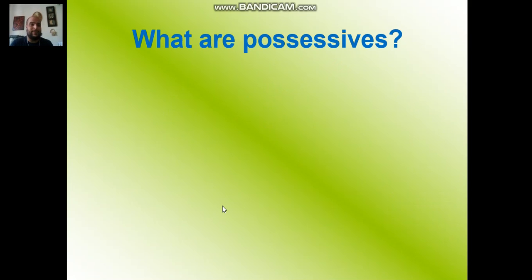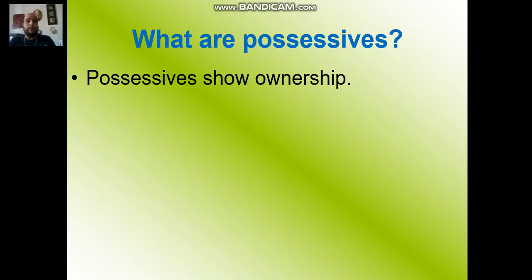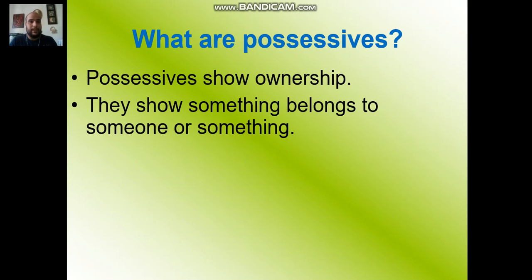What are possessives? This week we have studied together possessives, and I have explained the meaning of the word possessives. The word possessives is derived from the verb to possess. When I say I possess this pen, it means I own this pen. This pen belongs to me. I own it. So possessives are about belongings and ownership. Possessives show ownership. They show something belongs to someone or something.